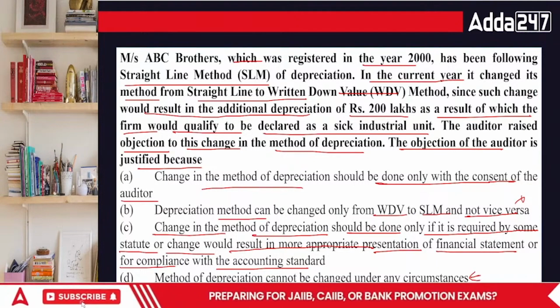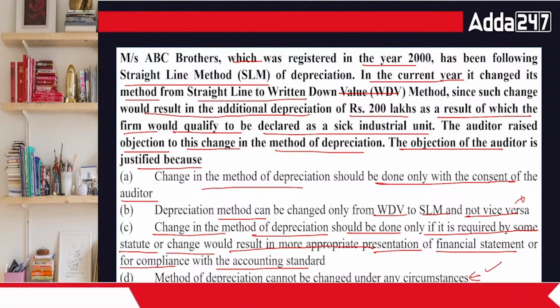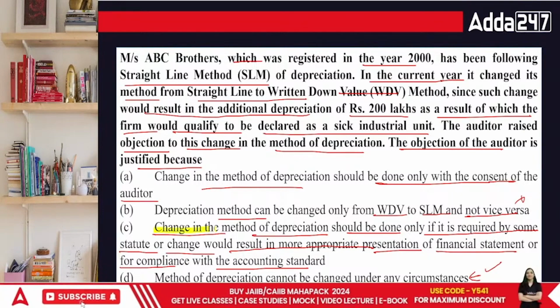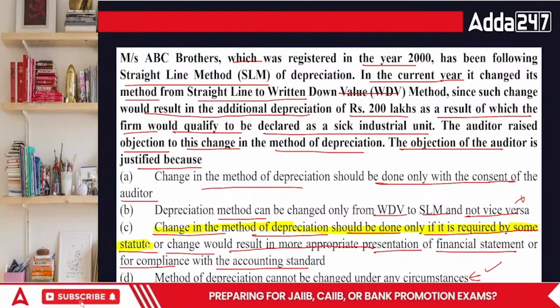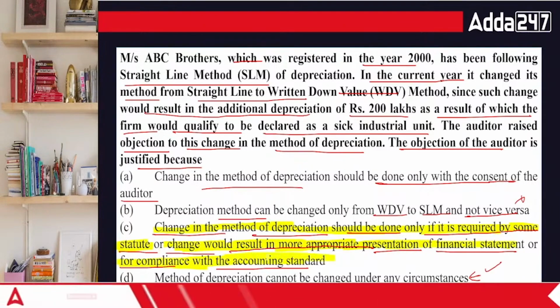What's going to be the answer, everyone? You can definitely change it. Consistency method clearly says you follow one particular thing, but there is no hard and fast rule that you cannot change. Change in terms of the method is definitely allowed, everyone. What does it say? Change in the method of depreciation should be done only if it is required by some statute, meaning law is asking, or change would result in more appropriate presentation of the financial statements, or for compliance with the accounting standard.